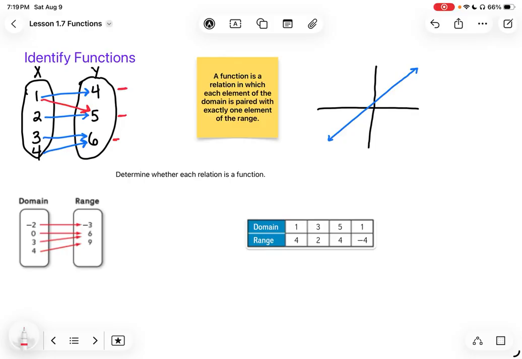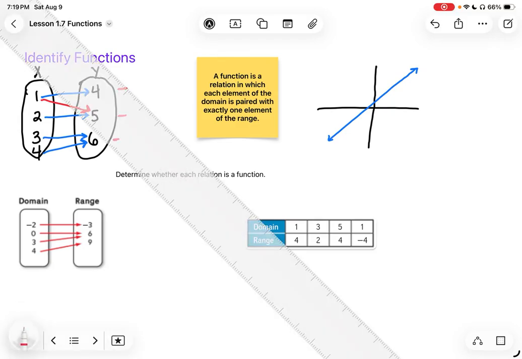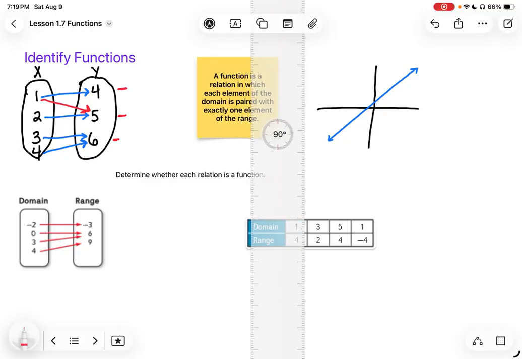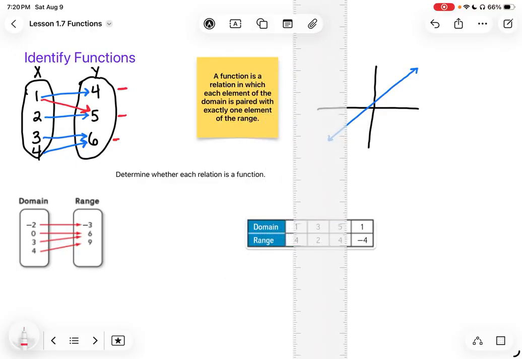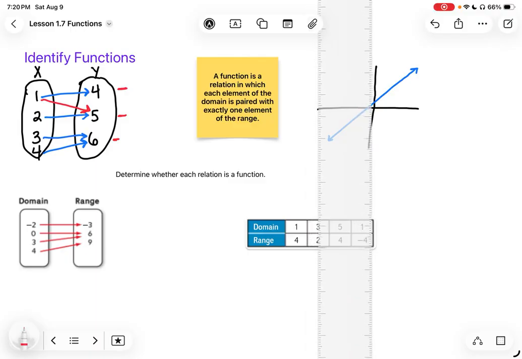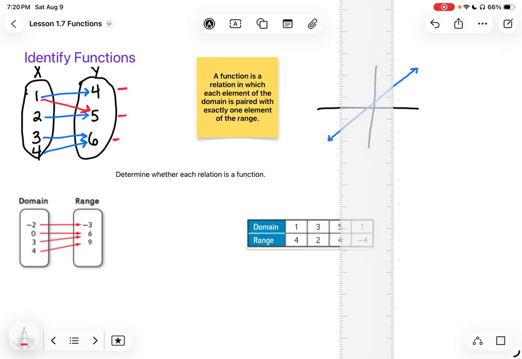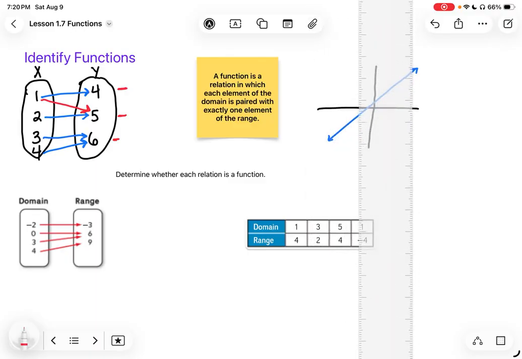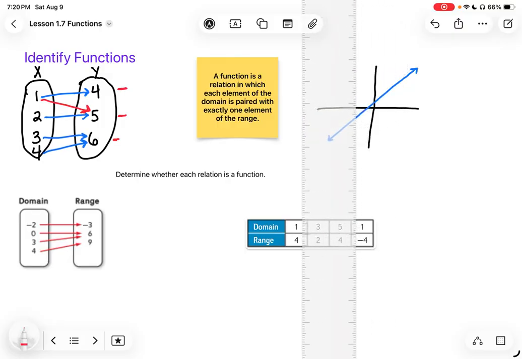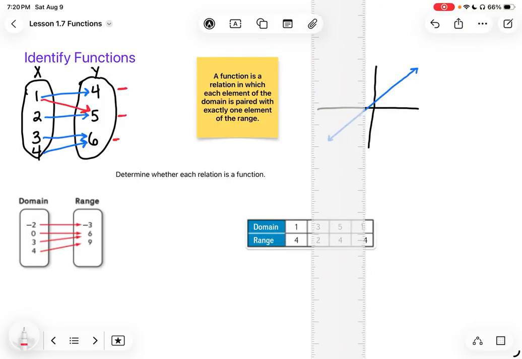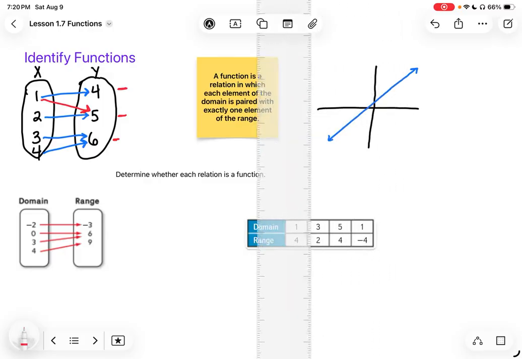This graph, on the other hand, is also a function because it passes what is called the vertical line test. And the vertical line test works like this. If I take a vertical line like this ruler and I move the ruler across this line, there is no point at which the ruler touches the graph more than one time. If I move this vertical line across, it only ever touches the graph once. So this is a function.